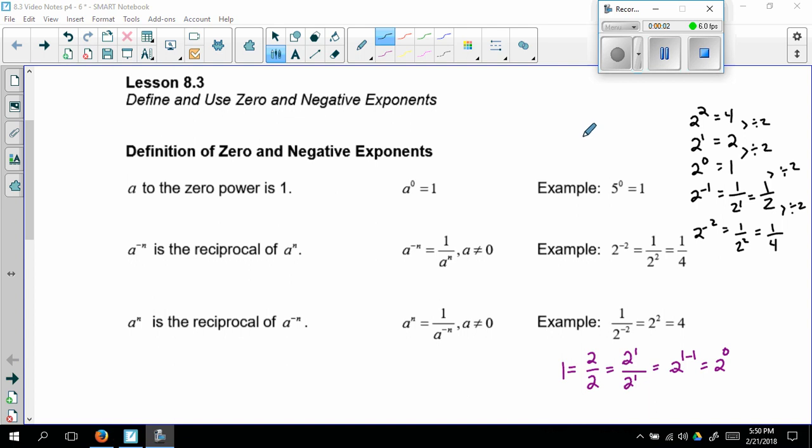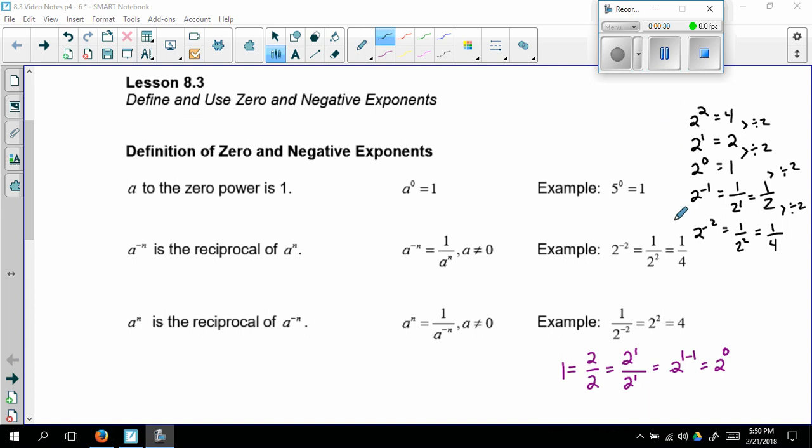This video has to do with the bottom of page 4 through 6 of your chapter 8 notes packet. It's lesson 8.3, where we're talking about zero and negative exponents. On the bottom of page 4, they give you some definitions. It's very important that you realize a to the 0 power is always 1, no matter what a is. A to a negative power is 1 over a to that positive power, and then the reciprocal works as well.